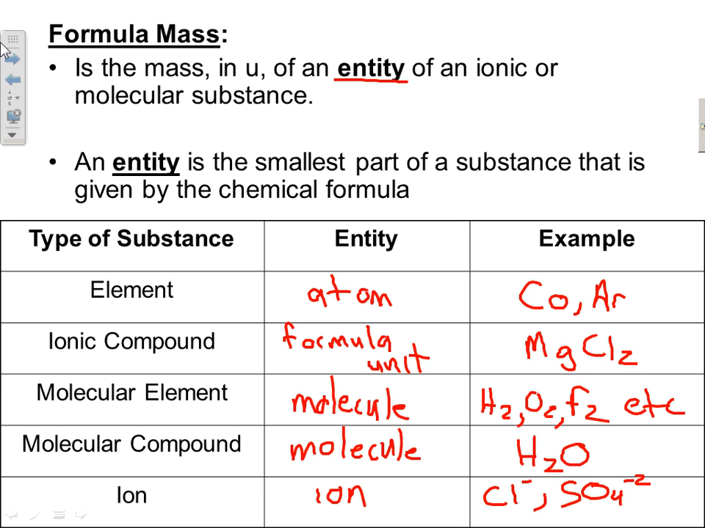So what's the formula mass? It's the mass in u of an entity of one of these guys. It's really easy to calculate. We just add up all of the atoms. So these are the entities. Let's do some formula masses.